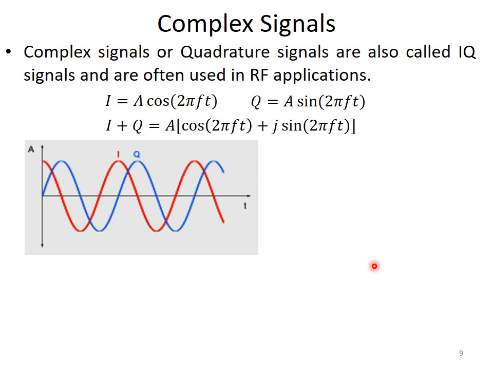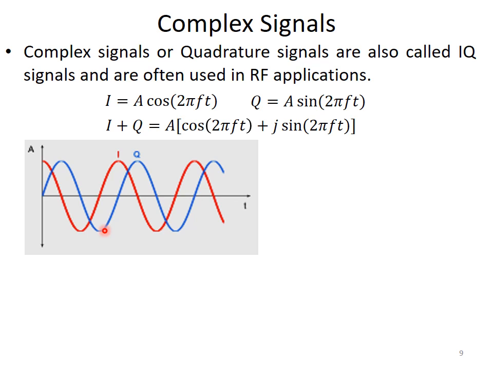Complex signals or quadrature signals are quite often referred to as IQ signals in RF modulator and demodulator applications. It is just another name for complex and quadrature signals. The I represents the in-phase part, which is the cosine function and the real part, and Q represents the quadrature part, which is 90 degree phase shifted, the imaginary part, represented by the sinusoidal waveform in blue. The I part is the cosine function in red here, and the Q part, the quadrature part, is 90 degree phase shifted, a sinusoidal function shown in blue in this figure.